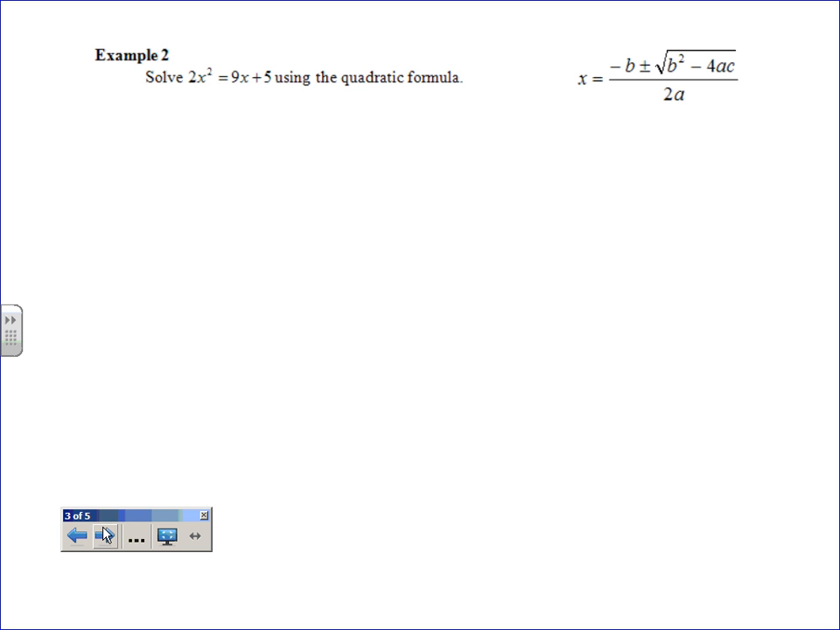I personally, now you don't have to, but I personally like the A to be positive. It is not a requirement. Okay, I think it's helpful though. What that means is I don't mind that's over there being positive, which means we got to move the other stuff to the left. So how am I going to get that 9x over to the other side? Yeah, subtract 9x, right, from both sides. How am I going to get that 5 over there? Subtract 5, right? So I'm going to have 2x squared minus 9x minus 5.